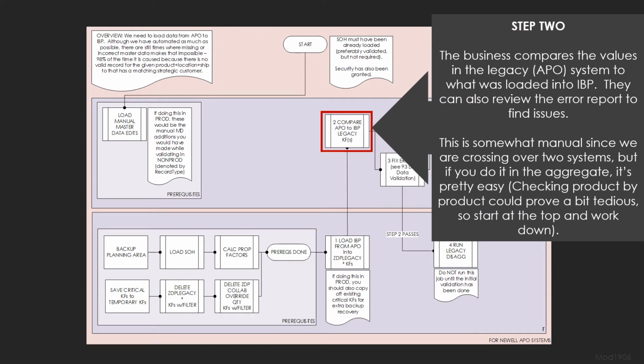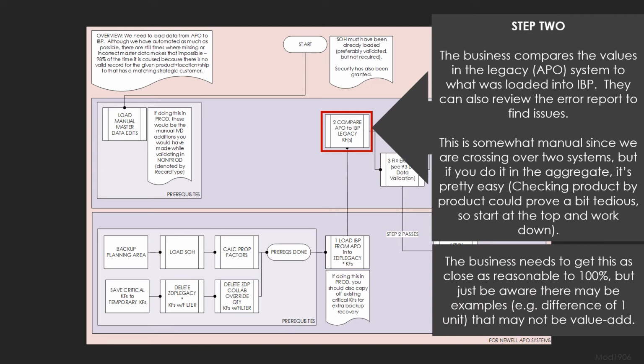Step 2, the business compares the values in the legacy APO system to what was loaded into IBP. They can also review the error report to find issues. This is somewhat manual since we are crossing over two systems, but if you do it in the aggregate, it's pretty easy. Checking product by product could prove a bit tedious, so start at the top and work down.